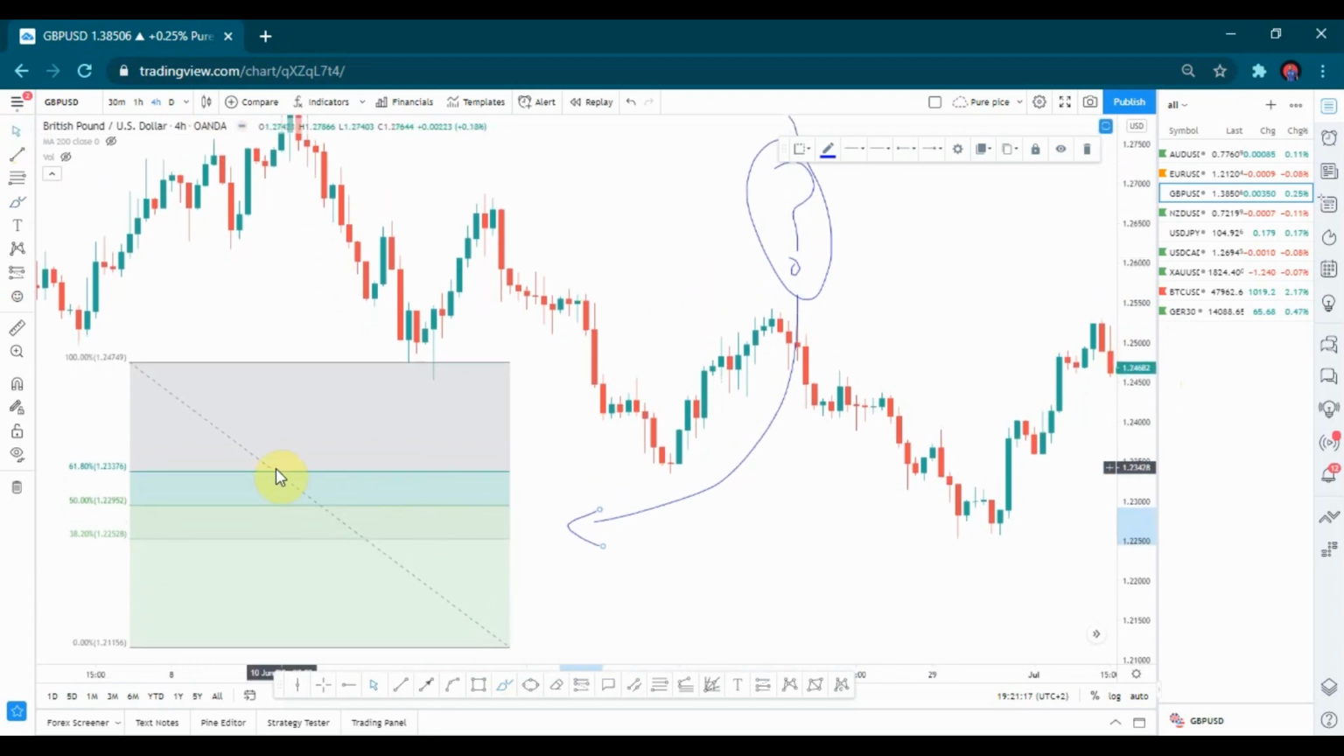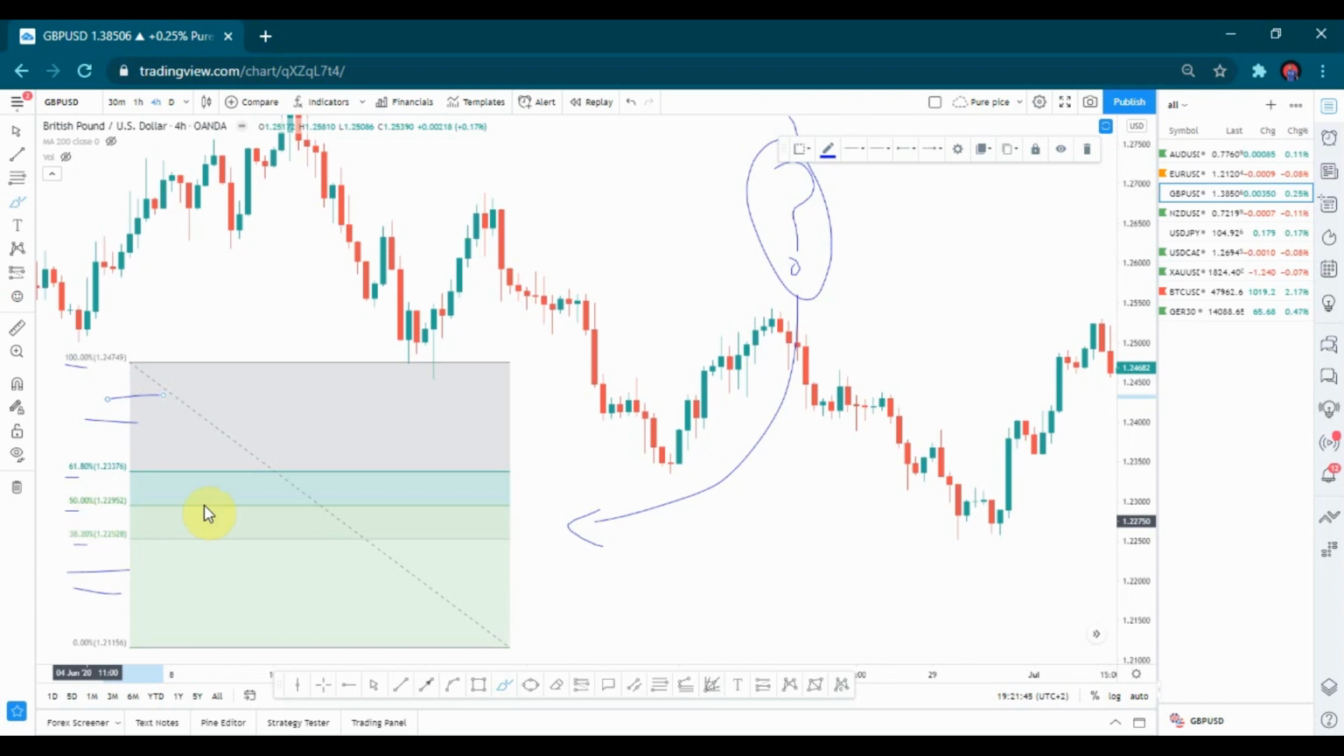If you can see properly in my Fibonacci, I have narrowed it down to four ratios: the 100%, the 61, the 50, and the 38%. So I just narrowed it to these key levels, which are significant, because there is no need for you to have all the ratios in between. You just need the most accurate ones. You need to narrow it to give us a better signal.